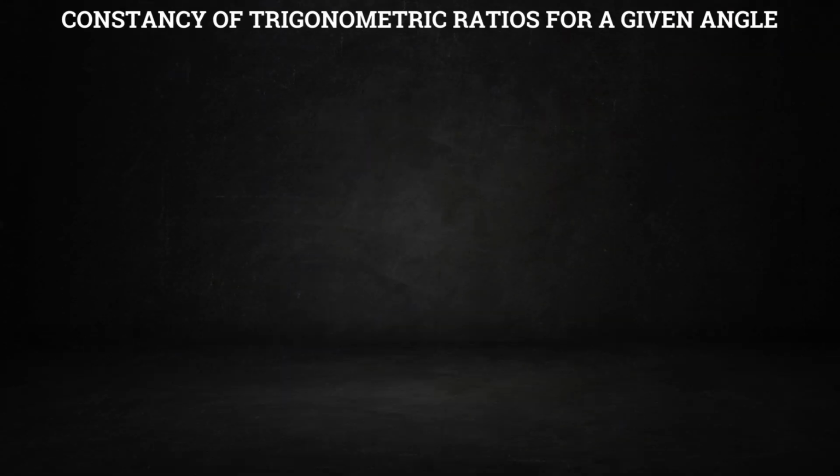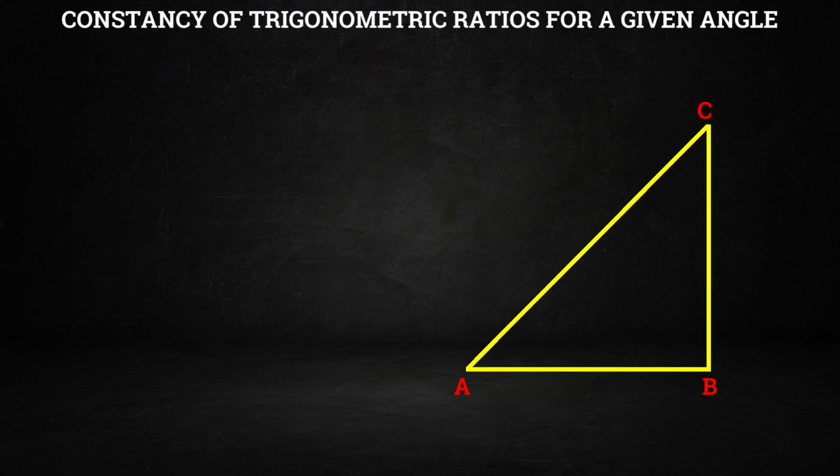Let's explore a fascinating property of trigonometric ratios using triangle ABC again, which is right-angled at B. Now imagine this. We take a new point P somewhere on the hypotenuse AC, and from point P, we draw a perpendicular PM to side AB. This forms a smaller triangle, triangle PAM, inside the original triangle.